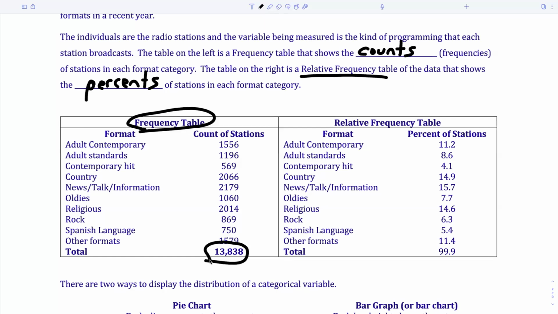Okay, whereas a relative frequency table lists the percentages. So 11.2% are adult contemporary. All right, Spanish language, 5.4%. Okay, both of those tables give helpful information, but in different formats, right? Depending on what you are looking for.